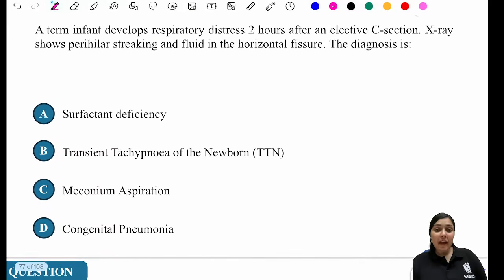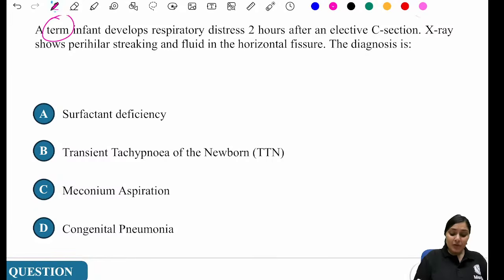We have a term infant who develops respiratory distress 2 hours after an elective C-section. The X-ray shows perihilar streaking and fluid in the horizontal fissure. The diagnosis is surfactant deficiency, transient tachypnea of the newborn, meconium aspiration, or congenital pneumonia. Firstly, let's look at the question. A term baby, so very less chances of surfactant deficiency, and the child developed respiratory distress after elective C-section. This is typical of TTN, that is transient tachypnea of newborn. And the X-ray also has typical features, perihilar streaking, that is known as sunburst appearance, and fluid in horizontal fissure.